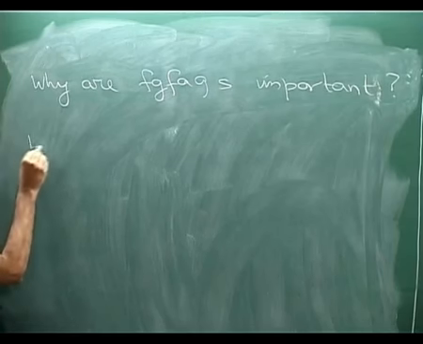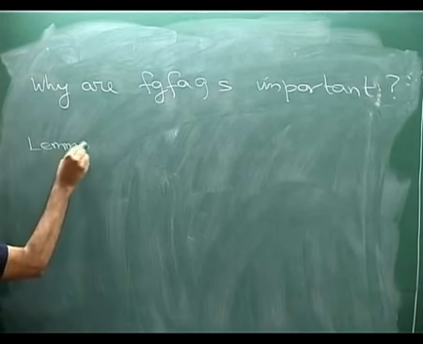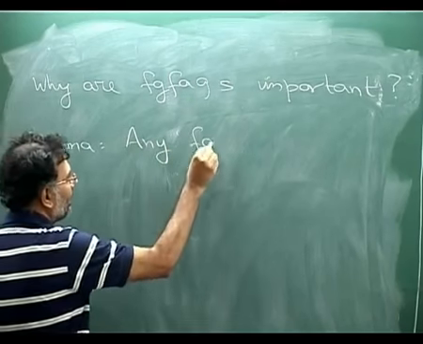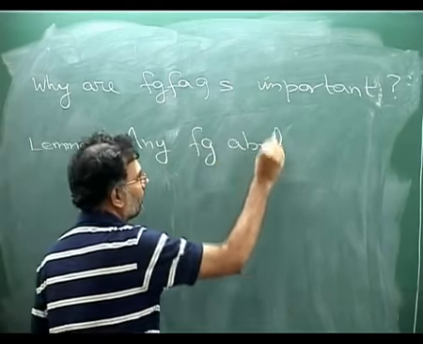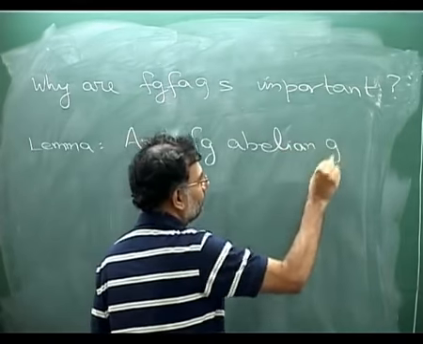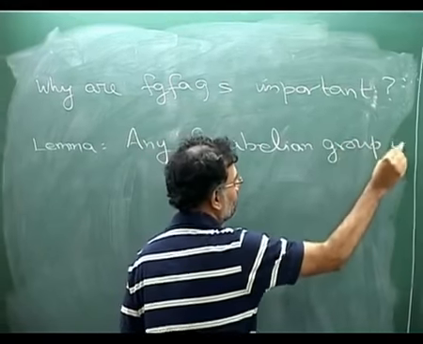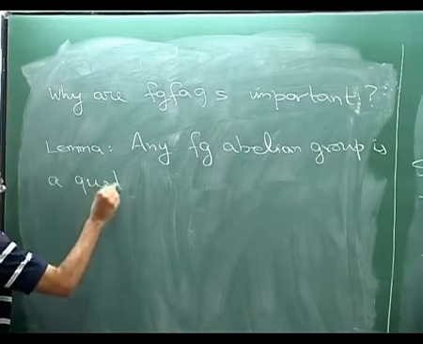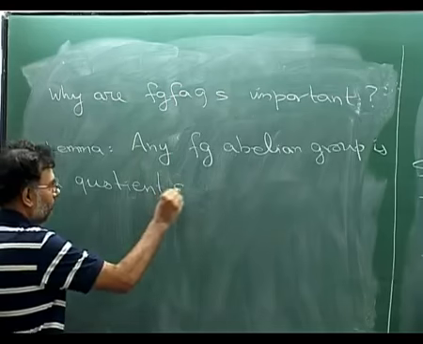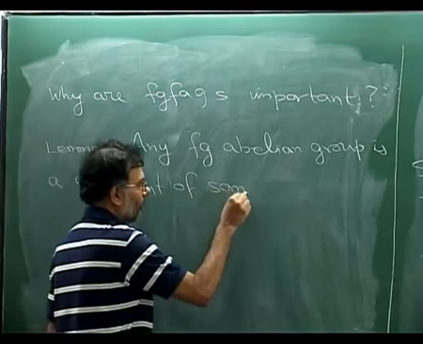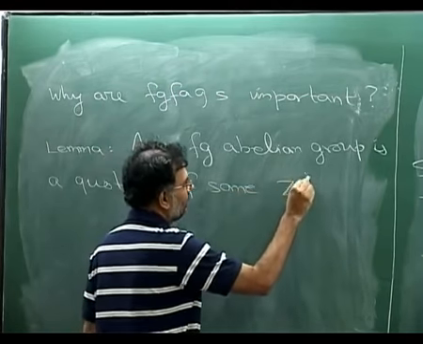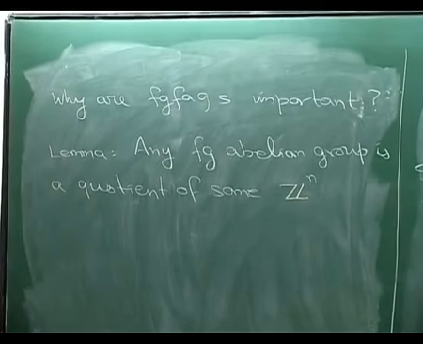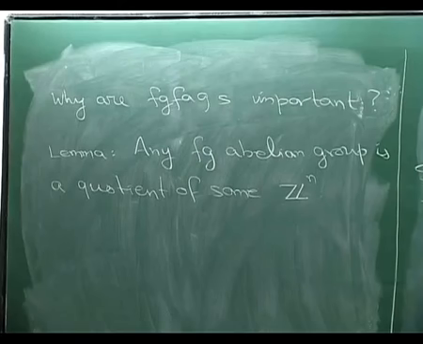The reason is any finitely generated abelian group is a quotient of one of these. So, proposition or lemma: any finitely generated abelian group is a quotient of some Z^n. Z^n's are the finitely generated free abelian groups. So everything is a quotient of Z^n.